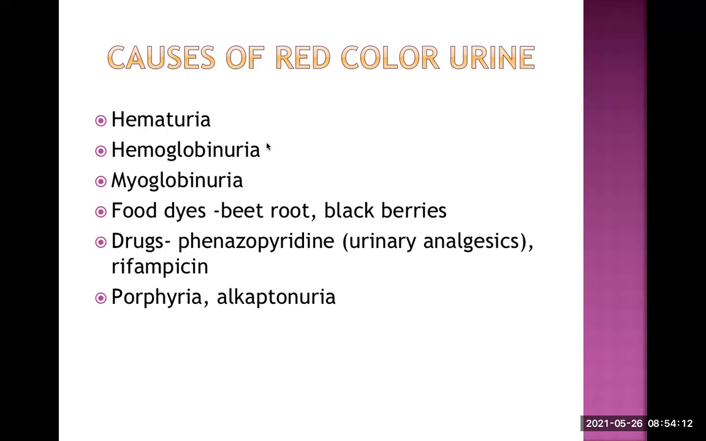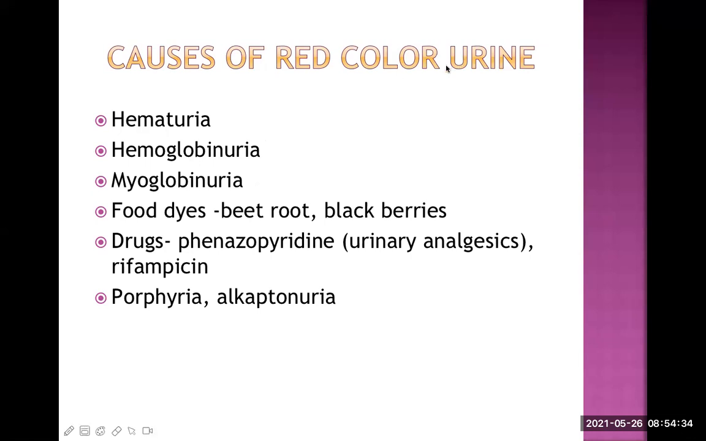Now, one very important point I would like to highlight here: both hemoglobinuria and myoglobinuria can result in renal failure, or kidney failure, because these pigments can block the renal tubules. And when renal tubules are blocked, remember, it can lead to acute tubular necrosis.